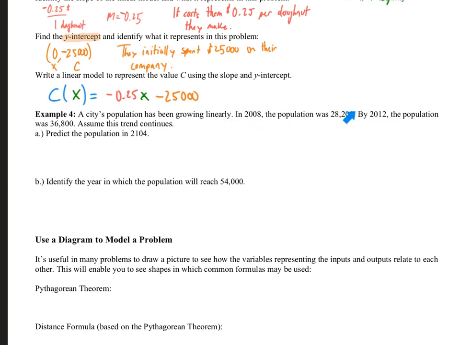Really what they're trying to do here is basically give us points. I guess the two things that are changing here are population and then time. So I'm going to say P is the population of the city. And then T would be the year. And then you pick the earliest one, years since, or number of years, sorry. Number of years since. You pick that first year.